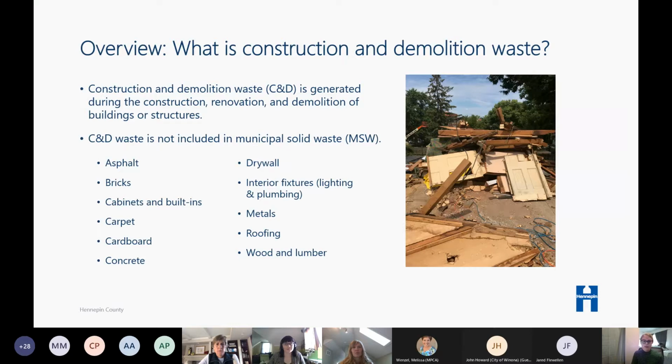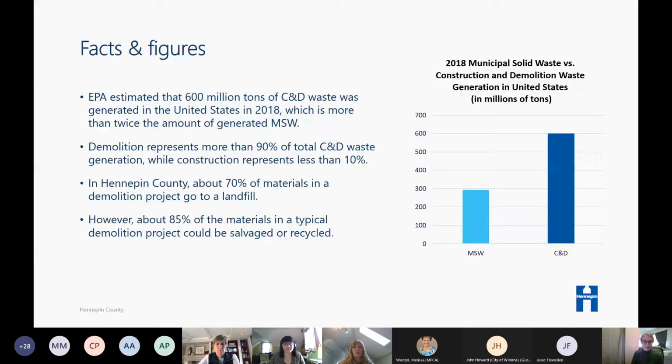And I think the important note here is that C&D waste is not included in MSW, or municipal solid waste. I know this fact was already covered, but I'm going to say it again because it's just so insanely huge: the EPA estimated that 600 million tons of C&D waste was generated in 2018, and that is more than twice the amount of MSW generated in that same time. So I put that on a chart just to show that it's a crazy amount of material that we're dealing with here in C&D waste.